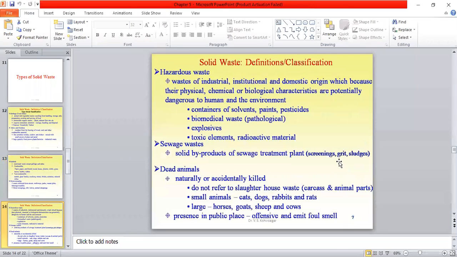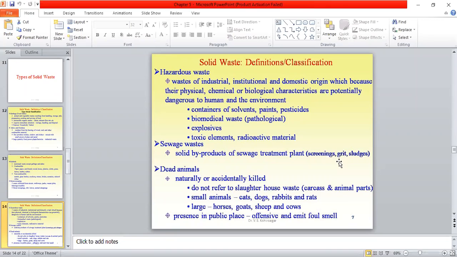Anything will be there. We cannot predict what will be there and what will not be. Then the next type is hazardous waste. Hazardous waste is usually the containers of solvents, paints, pesticides, and biomedical waste generated from hospitals. Then the explosive material, toxic elements, and radioactive material generated from specific industries will be hazardous waste.